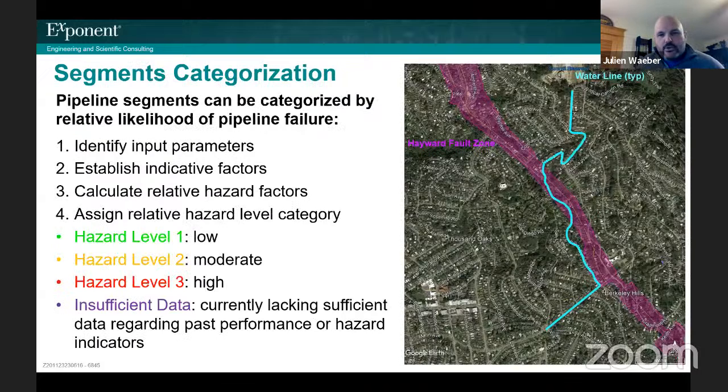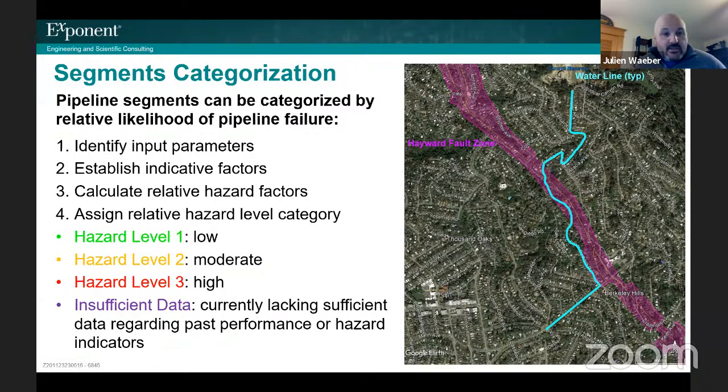So in relation to pipelines, what you might do, for example, is a segment categorization to sort of drill down in understanding what are the portions of that pipeline that are at risk specifically. And so you want to understand the relative likelihood of failure throughout the system, and you want to do it in a simple way, but quantitative, so that you get what you need out of it. And the image on the right is the Hayward Fault zone in the San Francisco Bay Area, with a typical water line, for example, drawn across it.